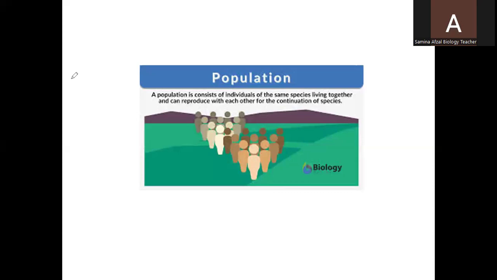So a population consists of individuals of the same species living together and can reproduce with each other for the continuation of the species.